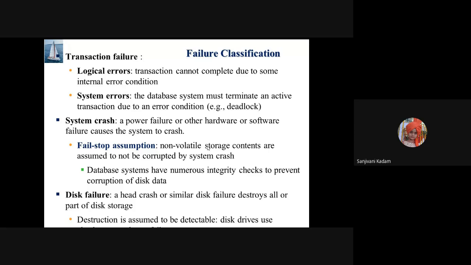Next, disk failure. A head crash or similar disk failure destroys all or part of disk storage. So this can be a major problem. For the previous problems we have seen, there are ways to recover from those errors or failures, but when it comes to disk failure, this is impossible to cover. It means there are no ways that we can recover our data from a failed disk. So this can be a major harm to our database.